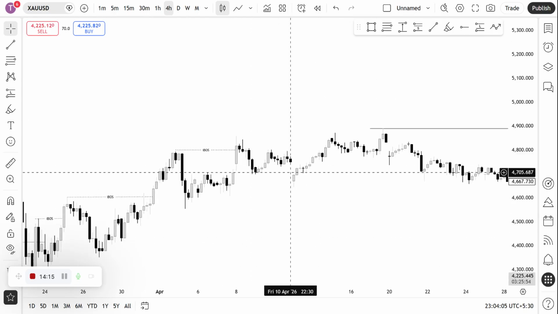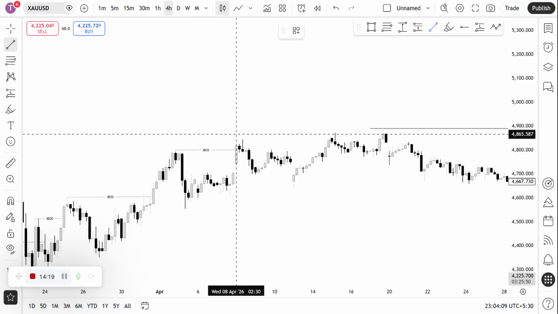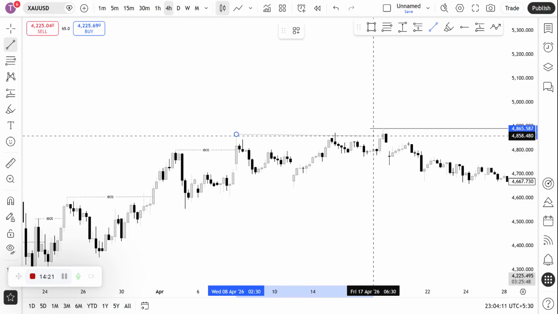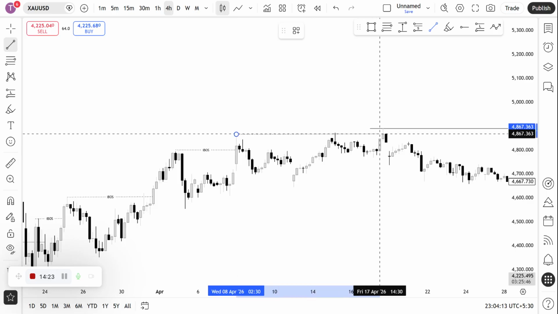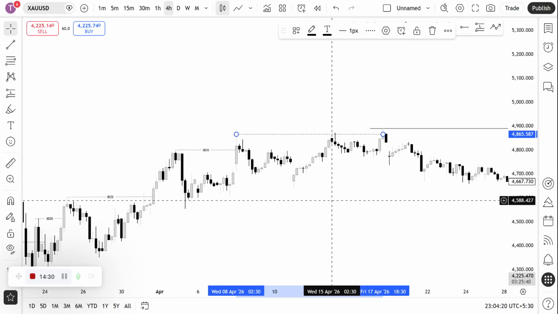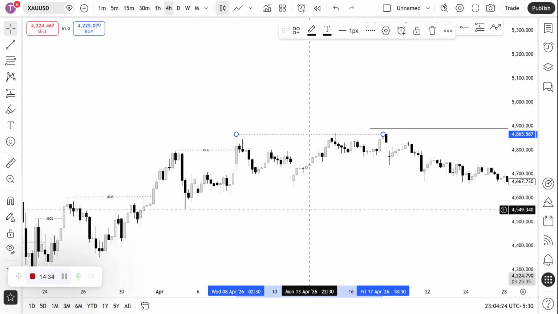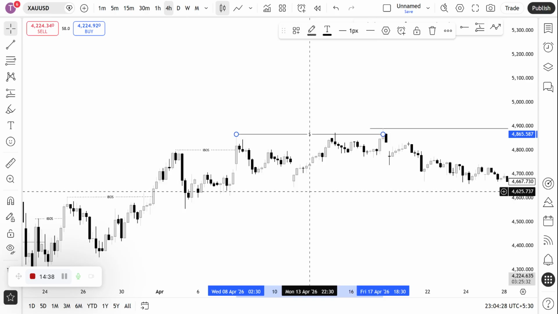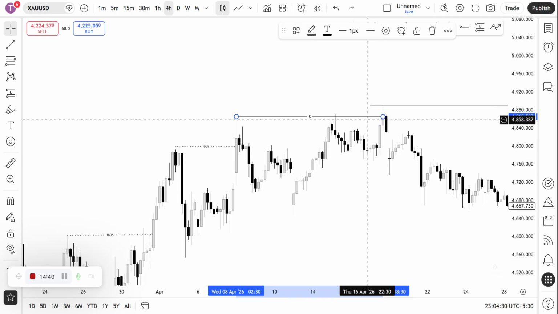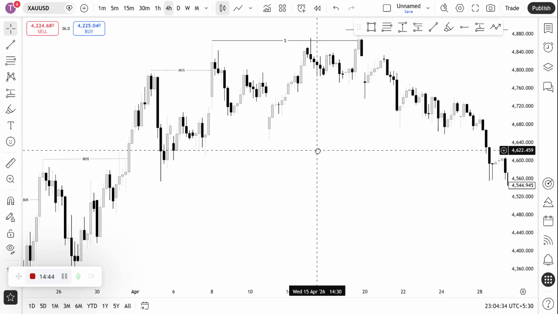The market tried to pull back and then continue. So is this a break of structure? No, it's not a break of structure. Why? Because these candles didn't break this high. So what happened? This one is what we call the liquidity. The market tried to just get the liquidity from this high.